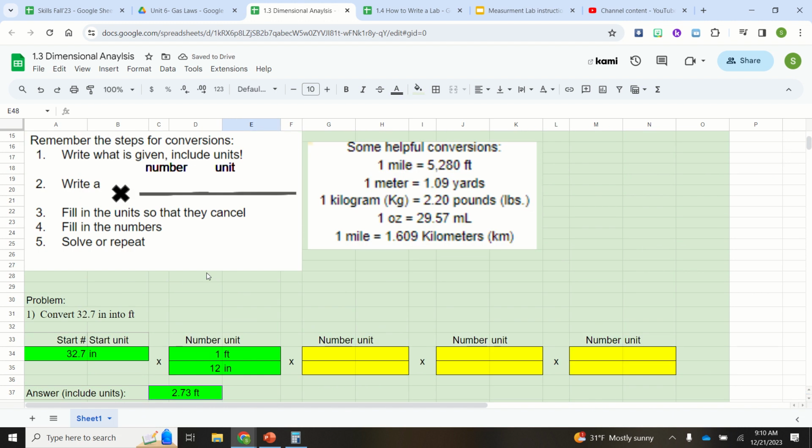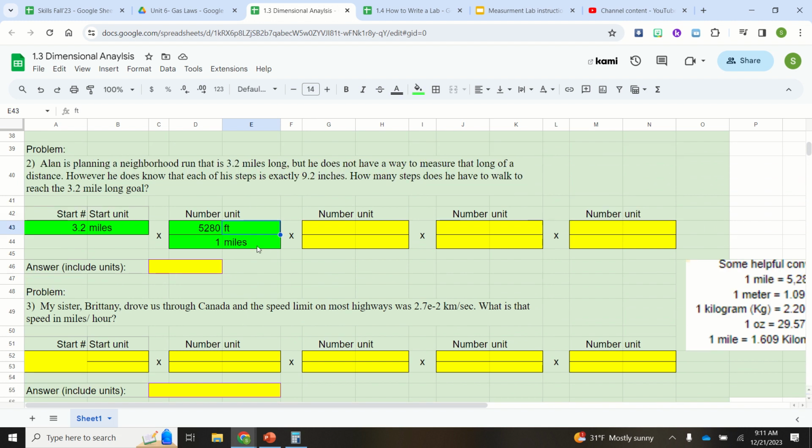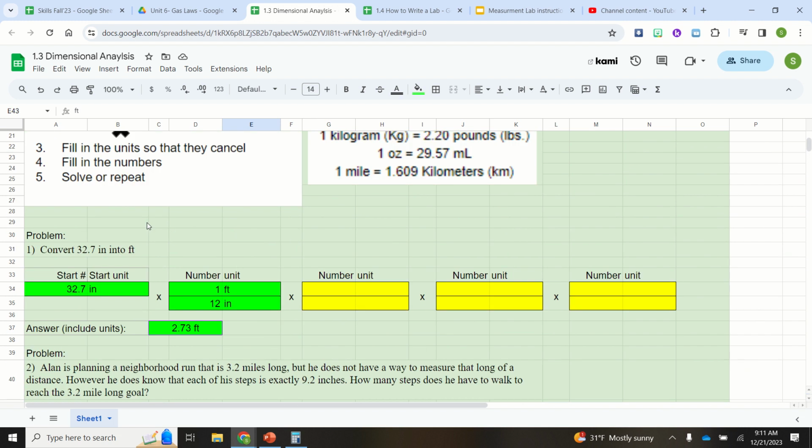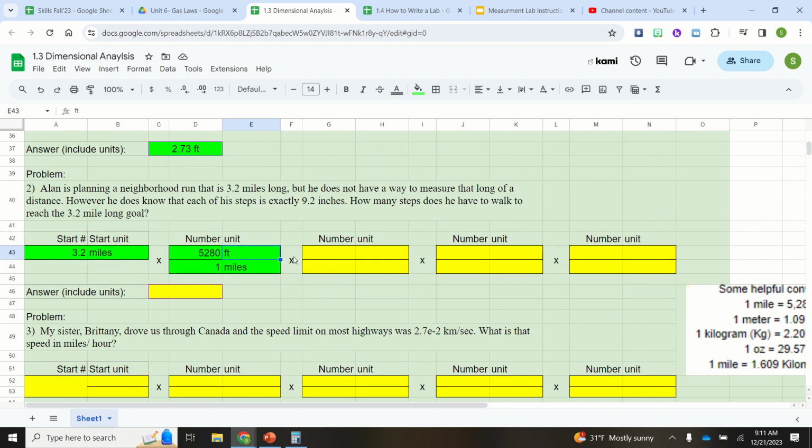So that was filling in our numbers. Now we're in step 5, solve or repeat. We are currently in feet. Is that the unit we want? It is not, therefore we're going to have to repeat. So we go back to step 2 and write another times and a fraction line. Times and a fraction line, already done for us.